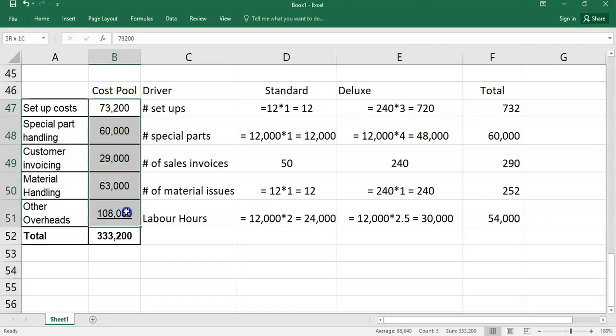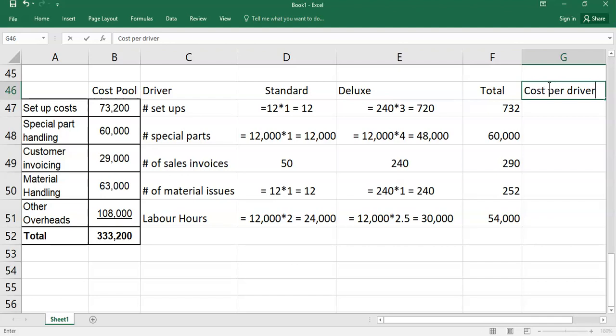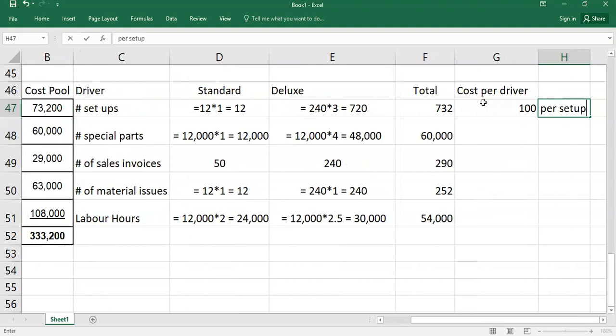So once you have the costs, once you have the total driver, you're now going to get the cost per driver. So it means what's the cost of one setup? Well, if the total cost is 73,200 and the total setups were 732, divided by 732, that means the cost per setup here is 100. So right there, per setup. So the more setups you have, there's roughly €100 of overheads going towards that. And that can be useful to quantify when you're trying to deal with activity-based management, which will come in the next session.